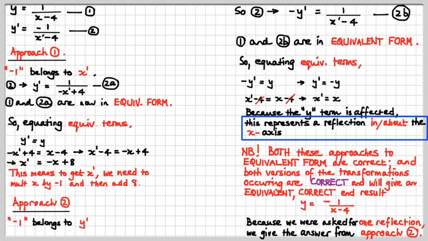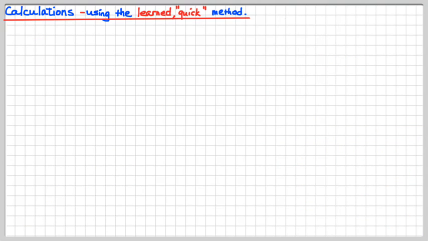Because we were asked for one reflection in the question, we will give the answer according to approach 2, right? Now, there was some good stuff there. I hope you got something out of that. Okay, let's do the learned quick technique now, both forwards and backwards.